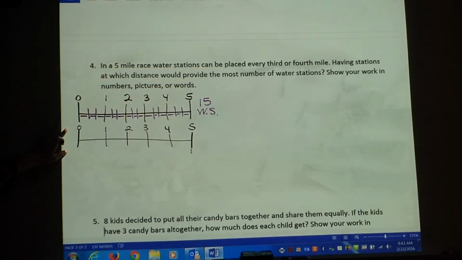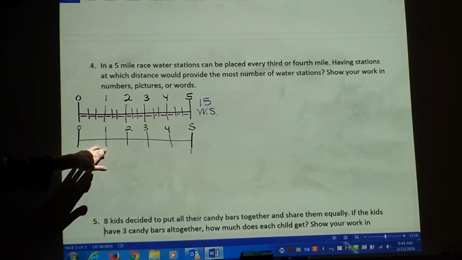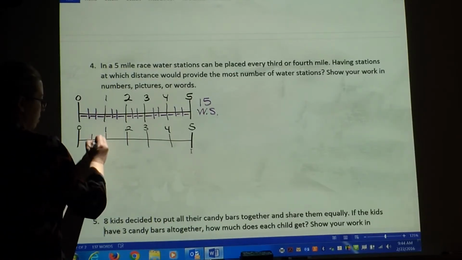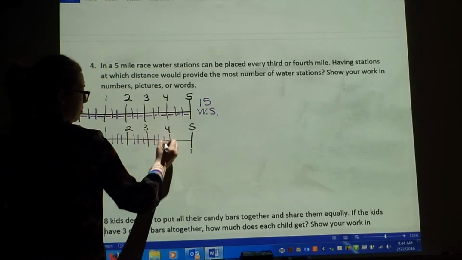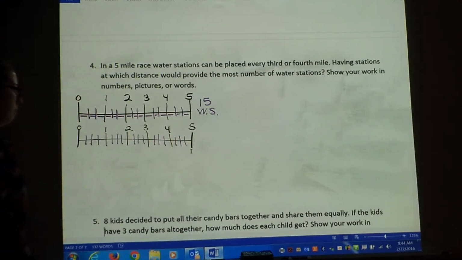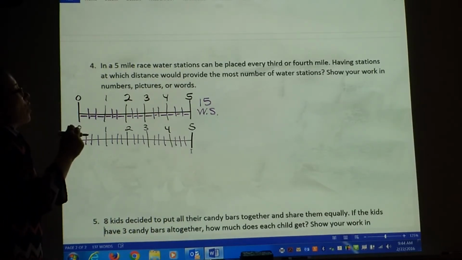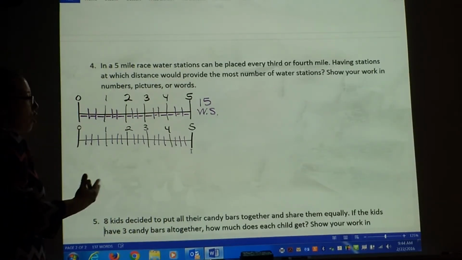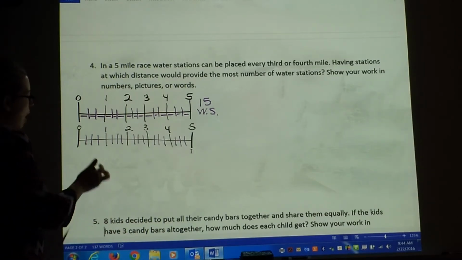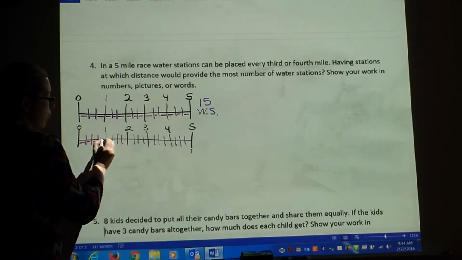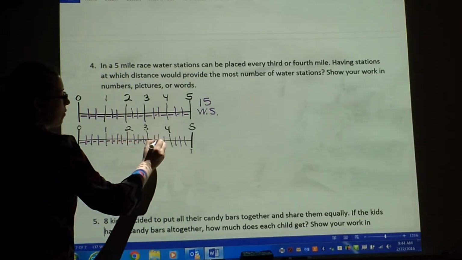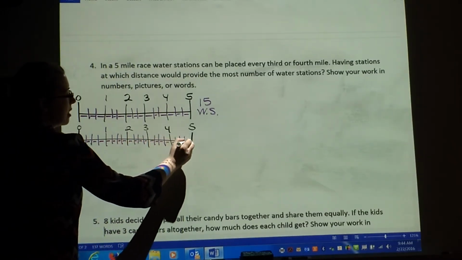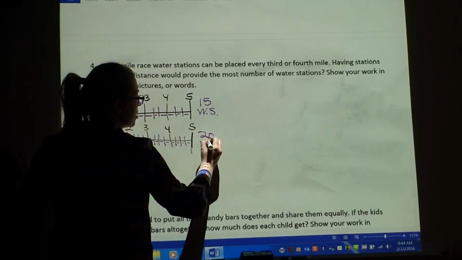What about for every 4th mile? That means I have to take each mile and divide it into 4 parts. Now, you should automatically know that since 4ths are more than a 3rd, there's going to be more water stations, but just how much more? 1, 2, 3, 4, 5, 6, 7, 8, 9, 10, 11, 12, 13, 14, 15, 16, 17, 18, 19, 20. There's going to be 20 water stations.